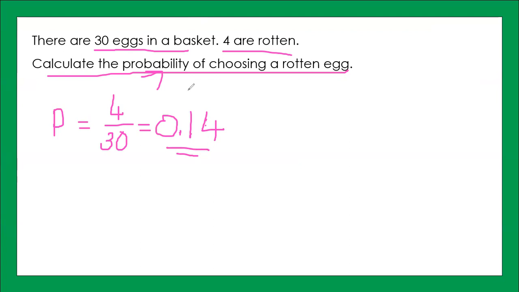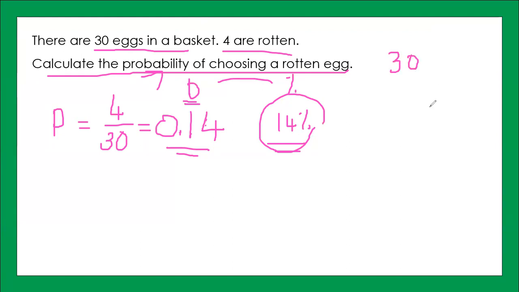And if this is a decimal, if I want to change it into a percentage, I'll just times by 100%, then that would be 14%. Am I right? That means out of my 30 eggs, 4 eggs are rotten, 26 eggs are good. And these 4 eggs represent about 14% of my total 30 eggs.